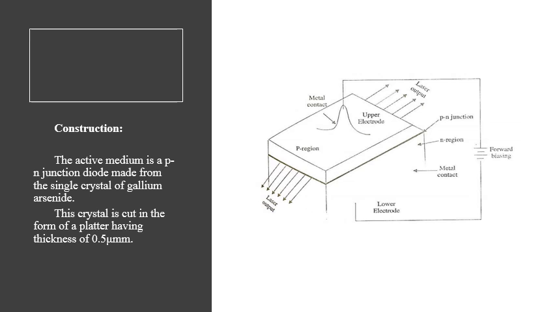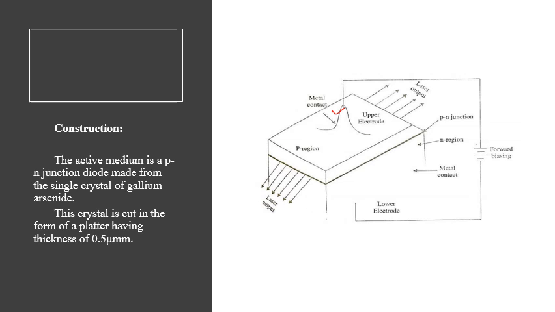The active medium is a p-n junction diode made from a single crystal of gallium arsenide. The crystal is cut into the form of a platter having a thickness of 0.5 micrometer. As shown here, the lower part is n-type and the upper is p-type, and there is a p-n junction. We have used a metal contact here, on the upper electrode and the lower electrode.